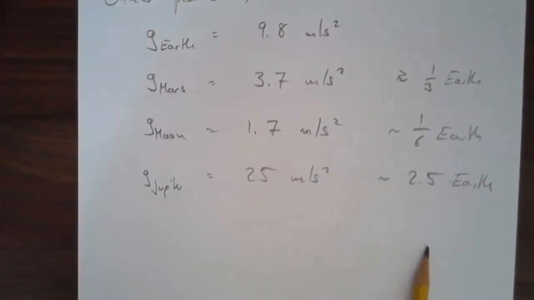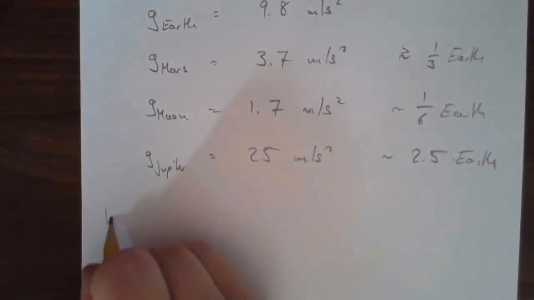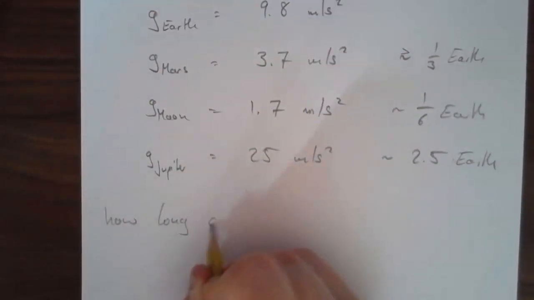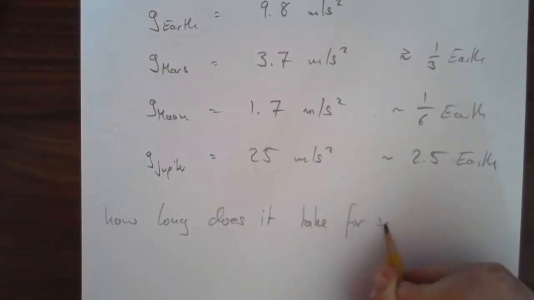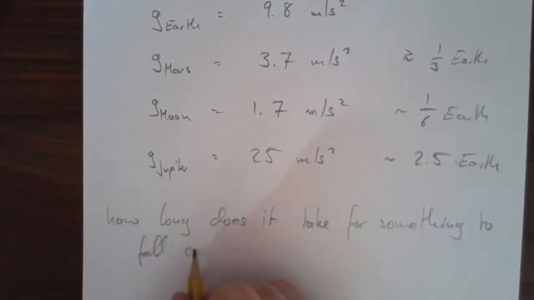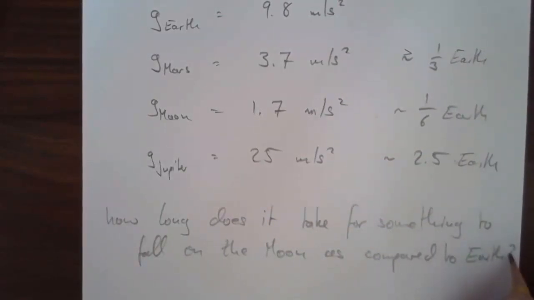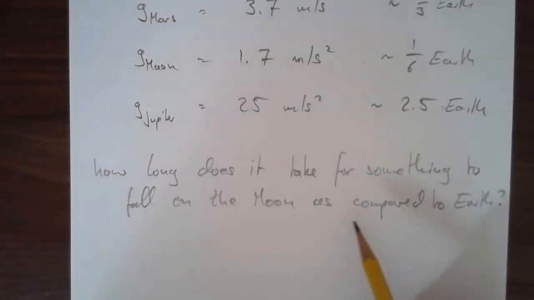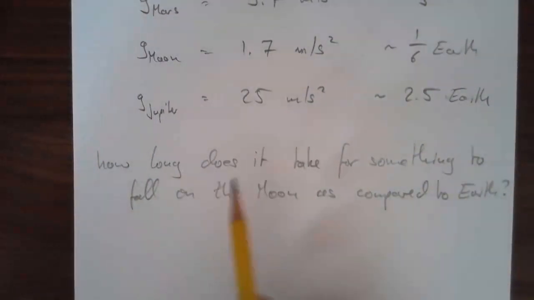Okay, so one little thing we can do, for example, is to calculate how long it takes for something to fall on the Moon as compared to Earth. Now, I don't put any numbers here for how far. Of course, that will determine the actual numerical value. How many meters is it falling? But here's what I mean.